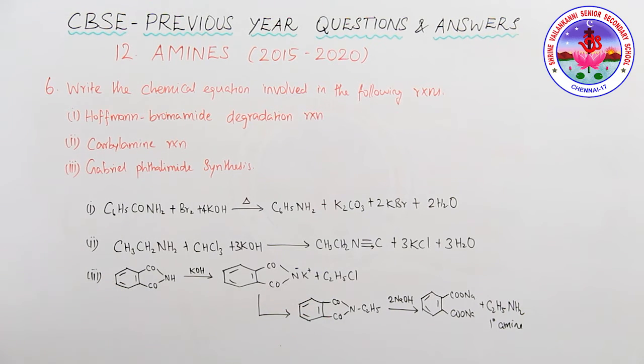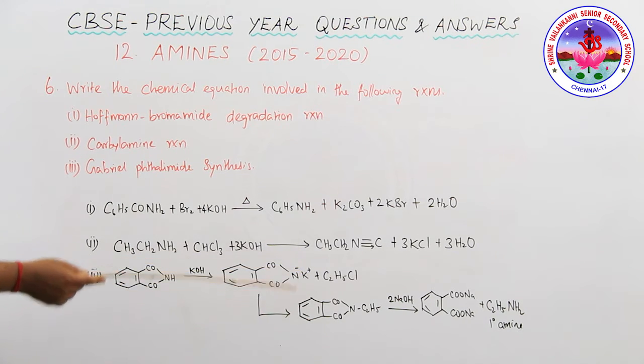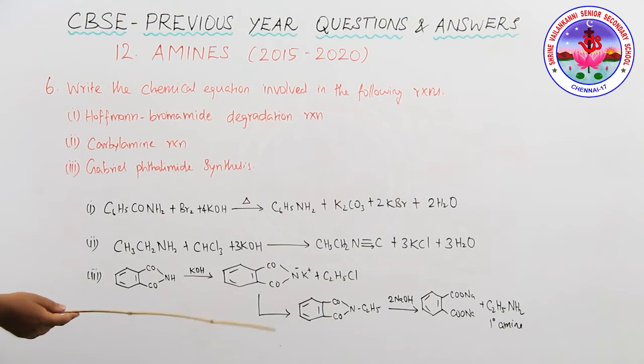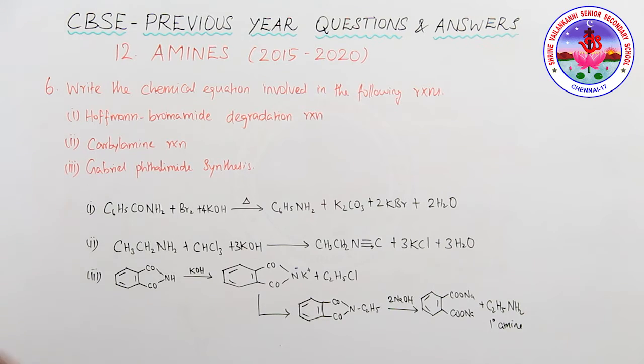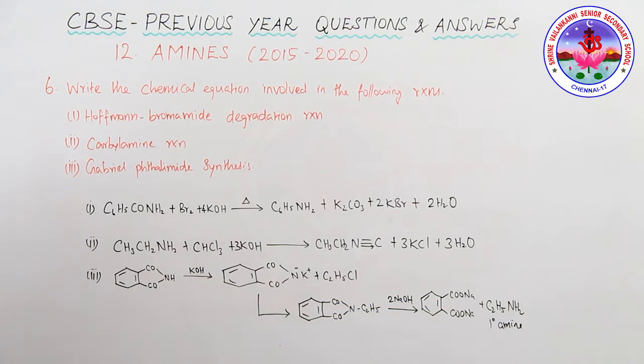the N-ethyl phthalimide. Then the N-ethyl phthalimide reacts with the aqueous solution of sodium hydroxide and undergoes hydrolysis to form the sodium salt of phthalic acid. Then the primary amine is formed. The sodium salt of phthalic acid and the primary amine are formed. Okay, so these are the name reactions.